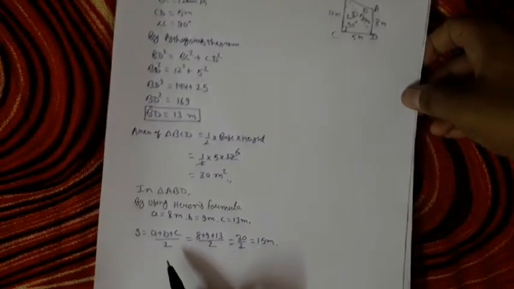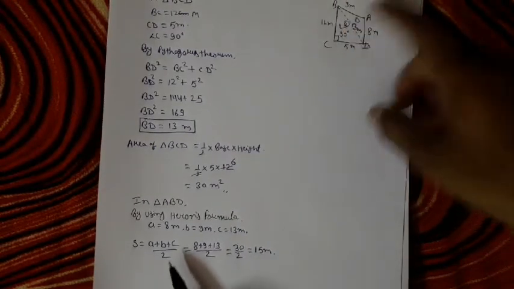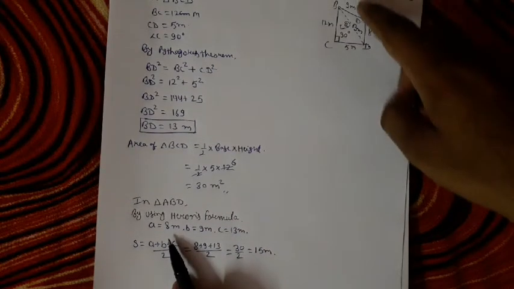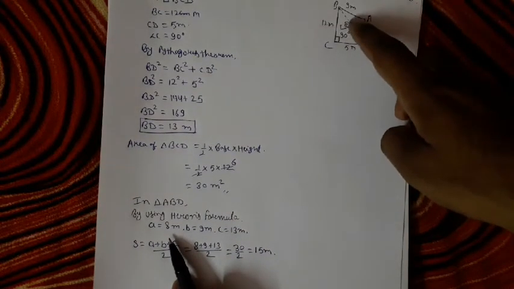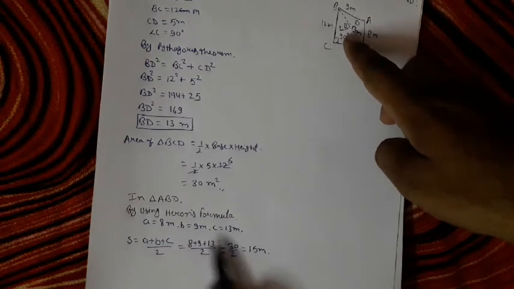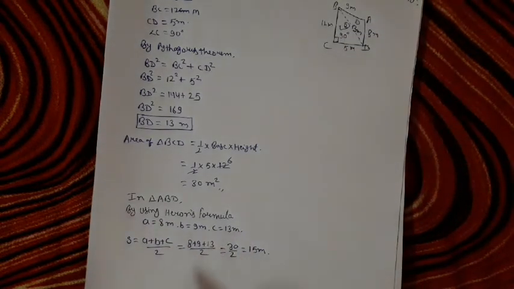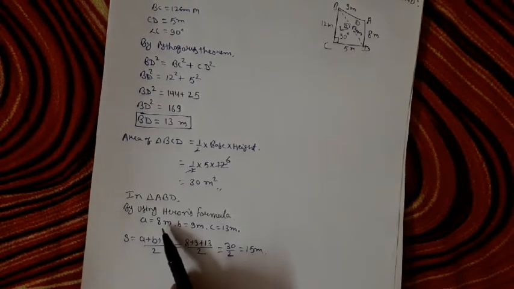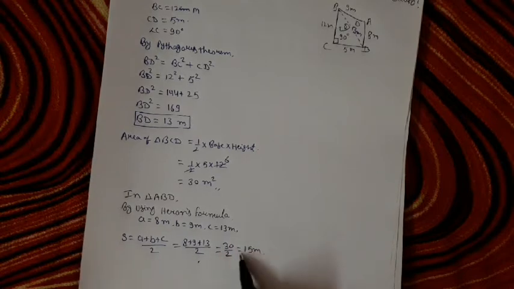So in triangle ABD, we are using Heron's formula. So by Heron's formula, we can take first one as A, B I have taken 9, and C I have taken 13 meter. A, B, C. As we know that in Heron's formula we need S. So S we know is A plus B plus C by 2. So I have put the value of A, B, C here, and when I solve it, I'll get S equals to what? 15 meter. Okay.